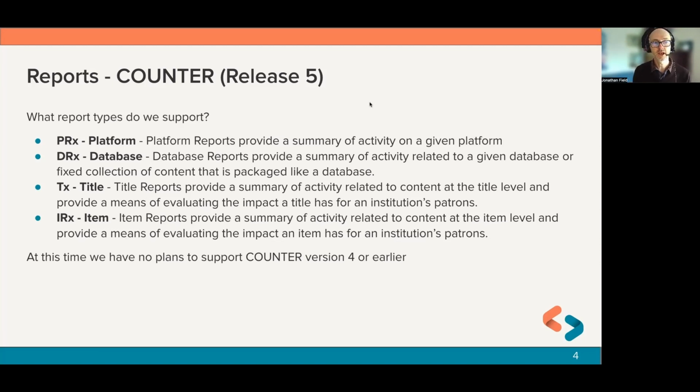Probably the most common and useful one is the title reports, which all start with T in the report names, and that's activity relating to specific e-journal titles. So that's a good one to analyze which e-journals are being used well and which aren't. And finally, the item level reports, which are the IR report names. And that's really related to item level information, perhaps things like multimedia items and so on.